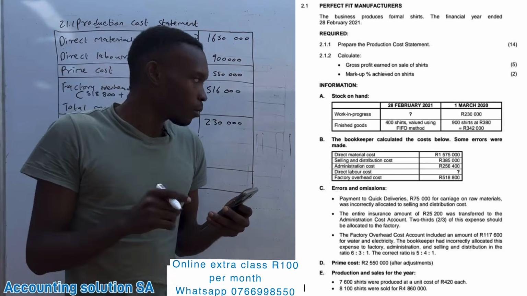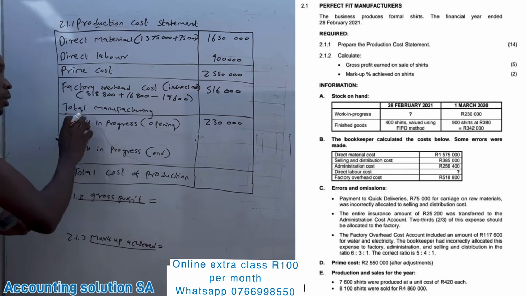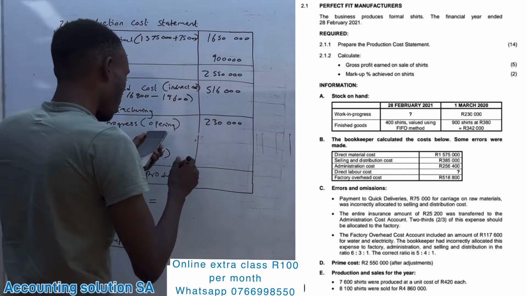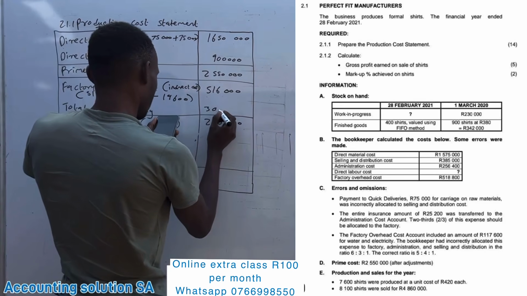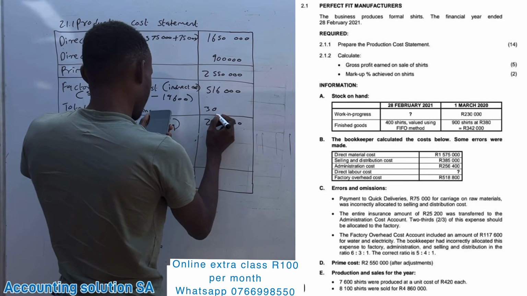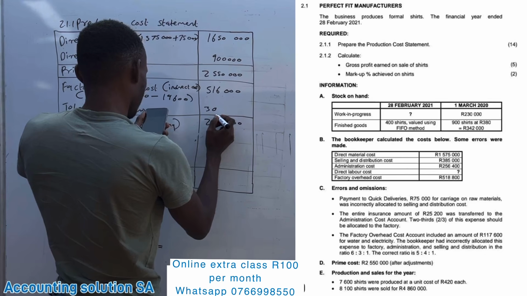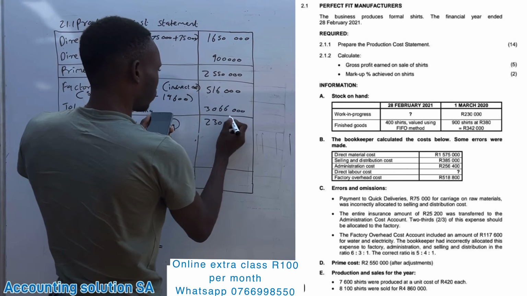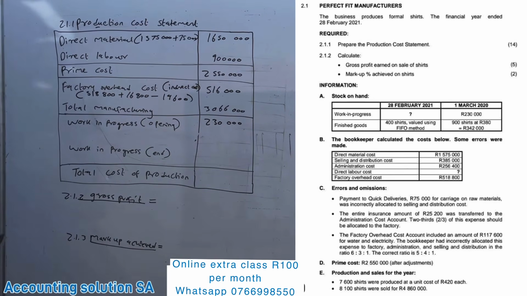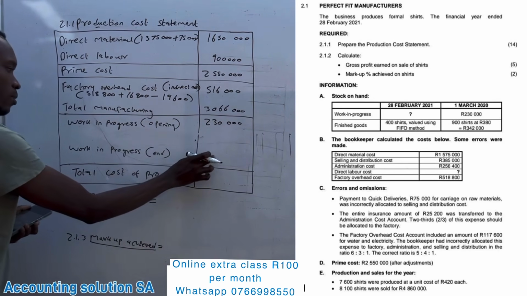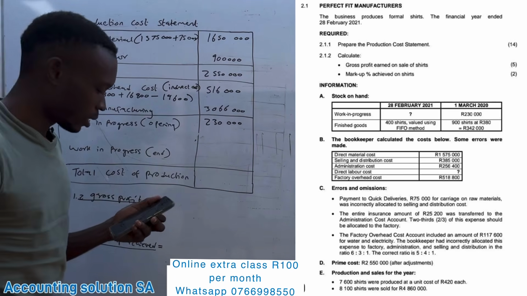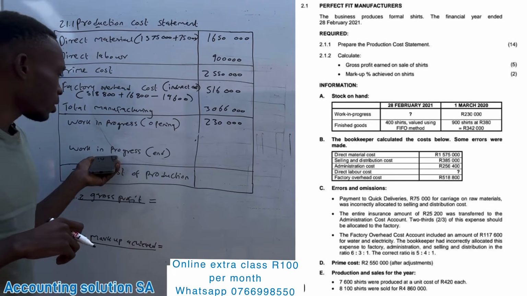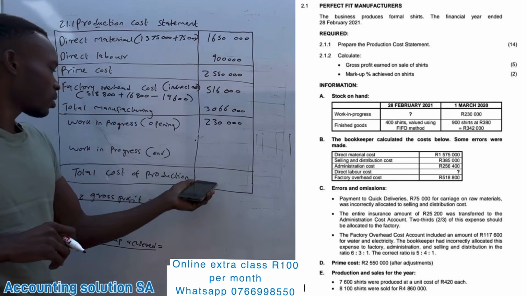Okay, moving to the next one. Now we are going to total manufacturing. We just add these two and you're going to get an amount of 3,066,000, just like that. Okay, now we are left with this balance and this balance. We have to get one so that we can get the other one as a balancing figure. We can, because they didn't give us work in progress at the end, we can find this one.